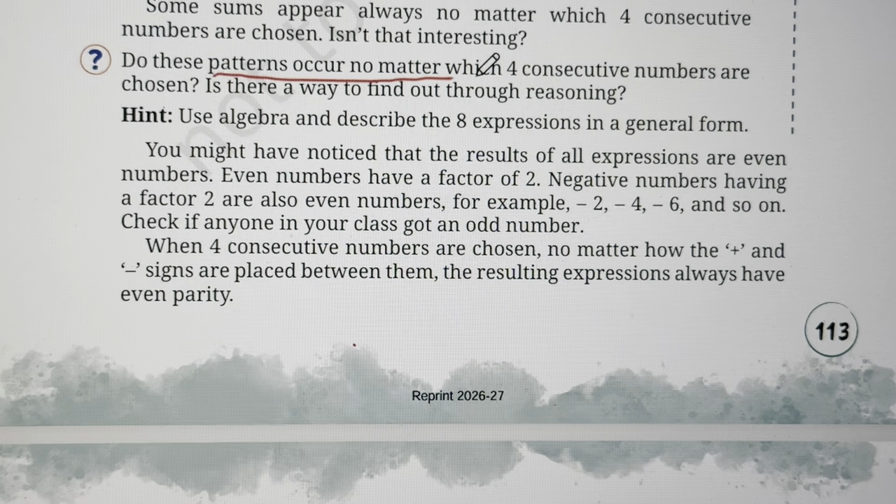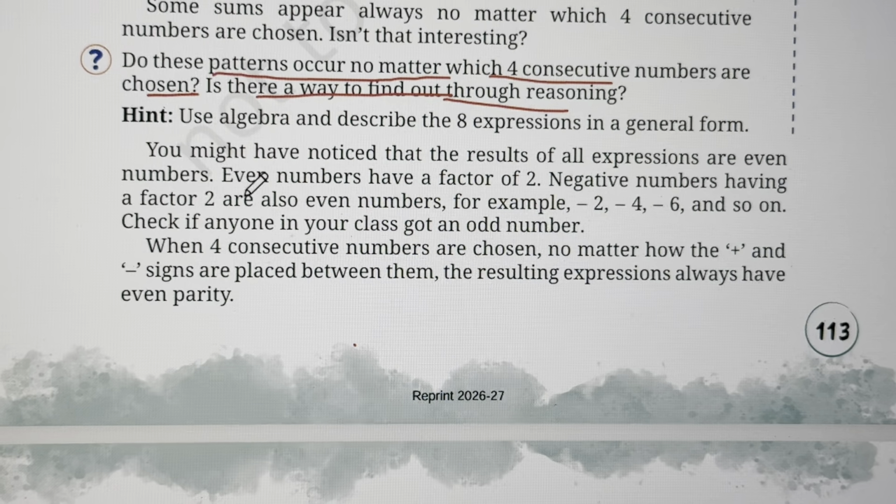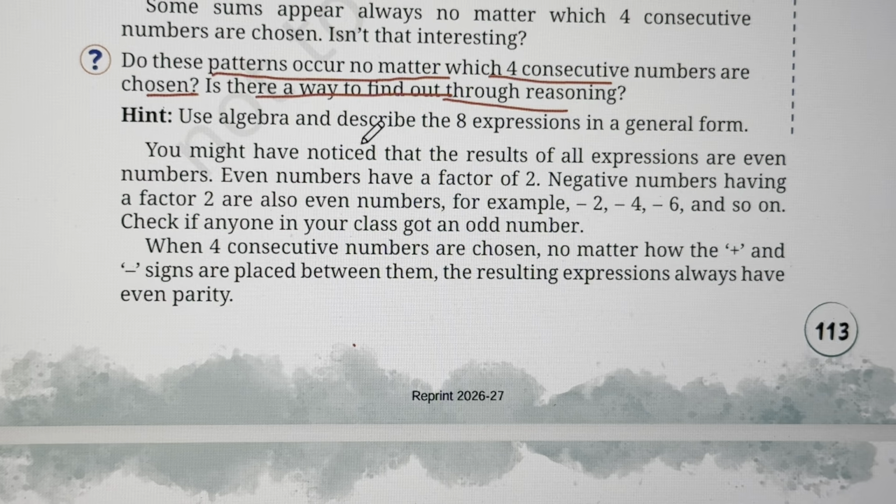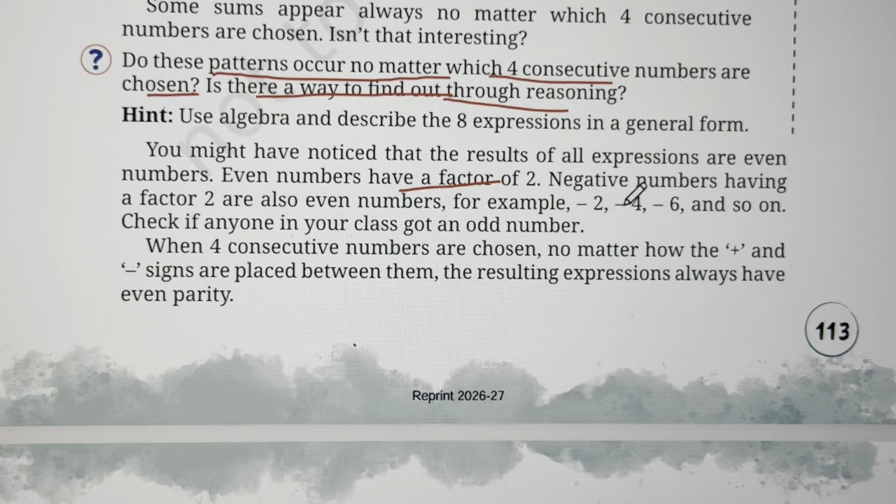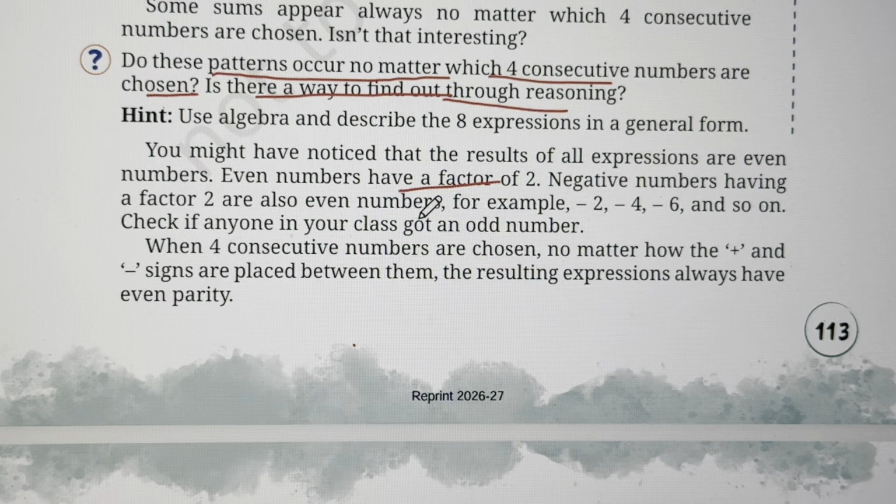So does this pattern occur no matter which 4 consecutive numbers are chosen? Is there a way to find out through reasoning? There is a hint given: use algebra and describe the expressions in a general form. Whenever you want to generalize something, we use algebra. It helps you give a generalized statement whether this is correct for all 4 consecutive numbers. You might have noticed that the results of all expressions are even numbers. Even numbers means those which have a factor of 2, all multiples of 2, maybe positive or negative. Even negative numbers having a factor of 2 are always even numbers, so minus 2, minus 4, minus 6 and so on.